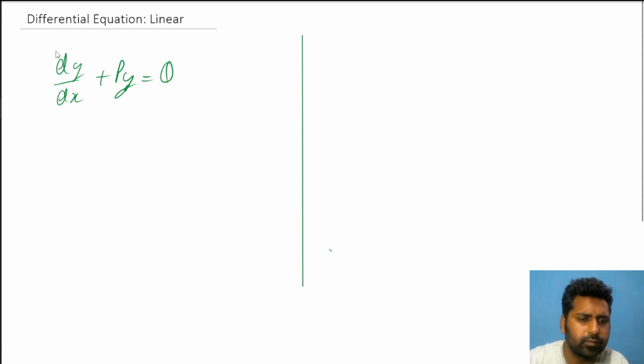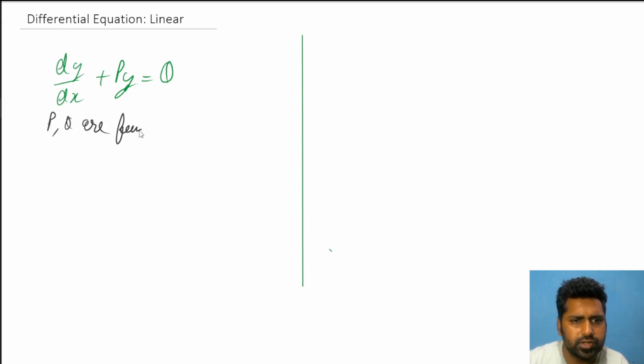Here p and q are functions of x. Okay, there are some functions of x, we don't know. Okay. Now in order to solve, if the equation is in this form, dy by dx plus py is equal to q, there is a way to solve it. The first step I'll say is calculating an integrating factor, IF.